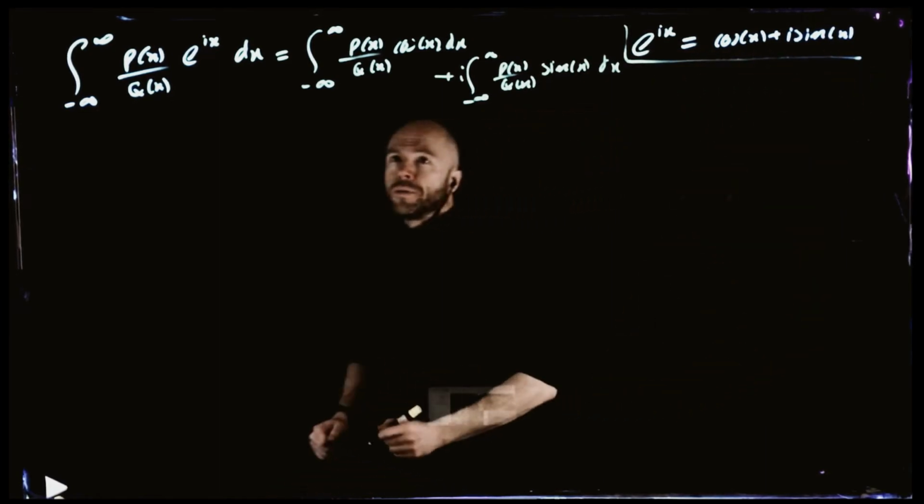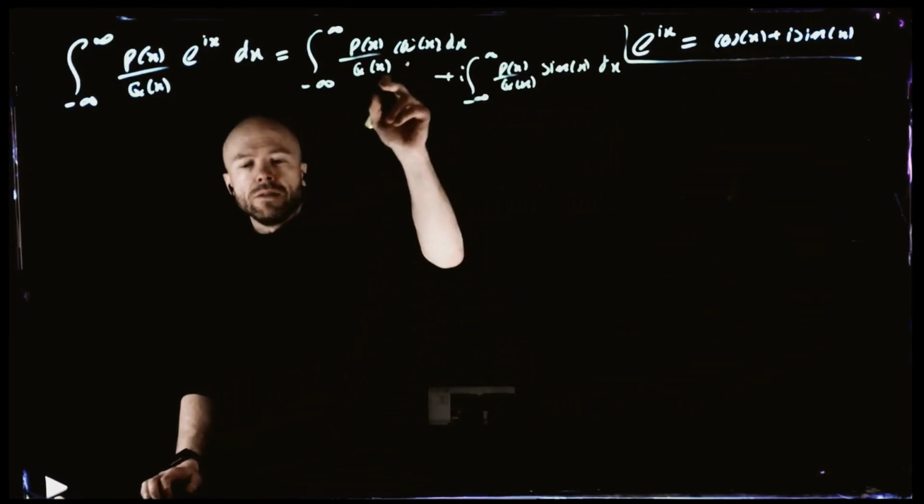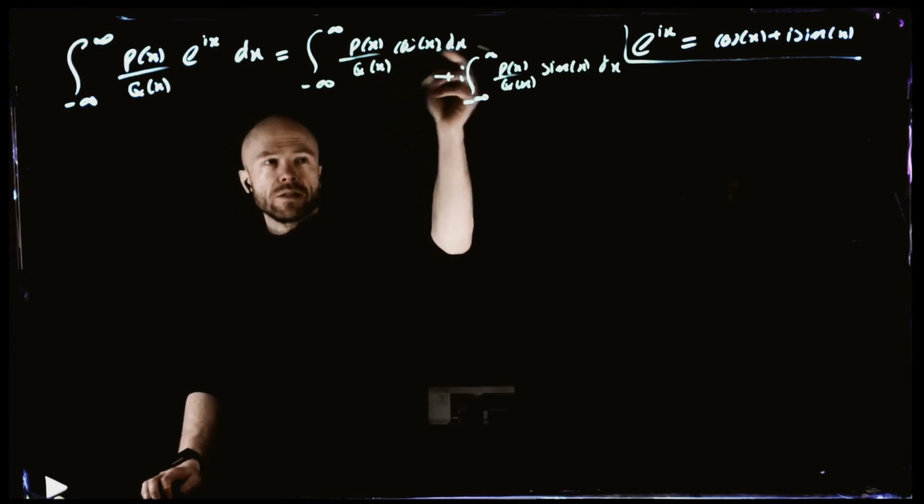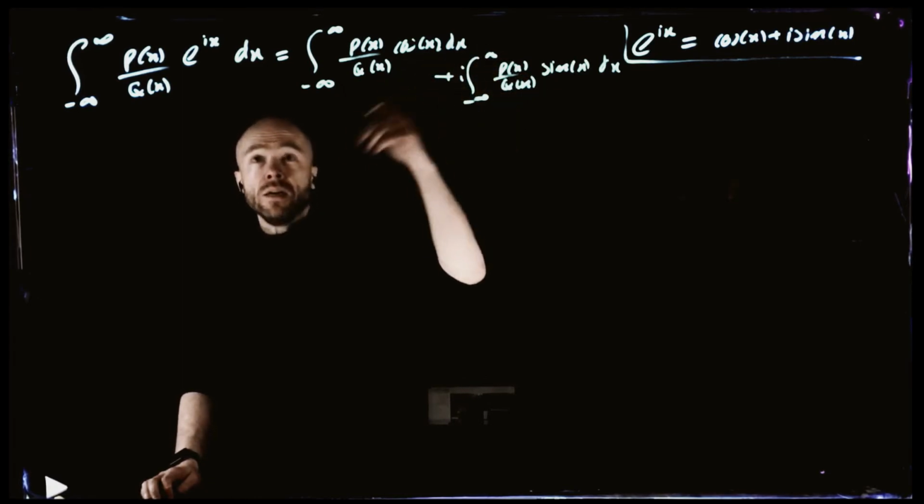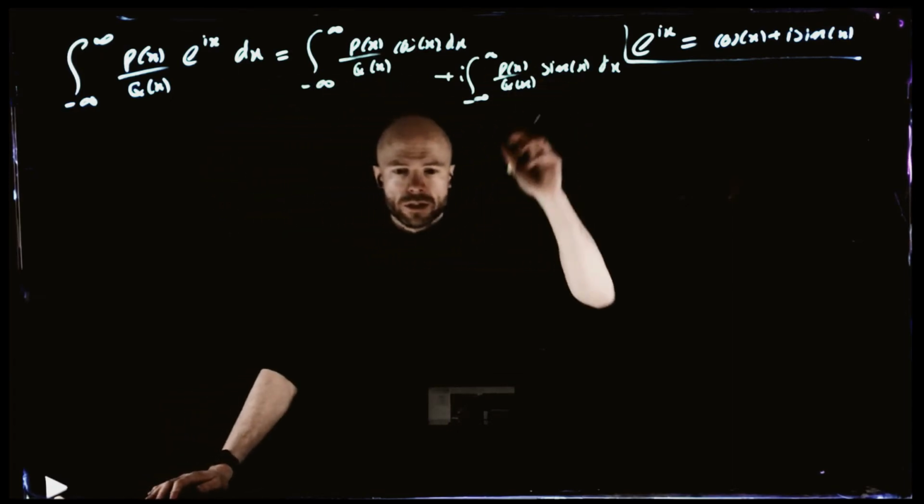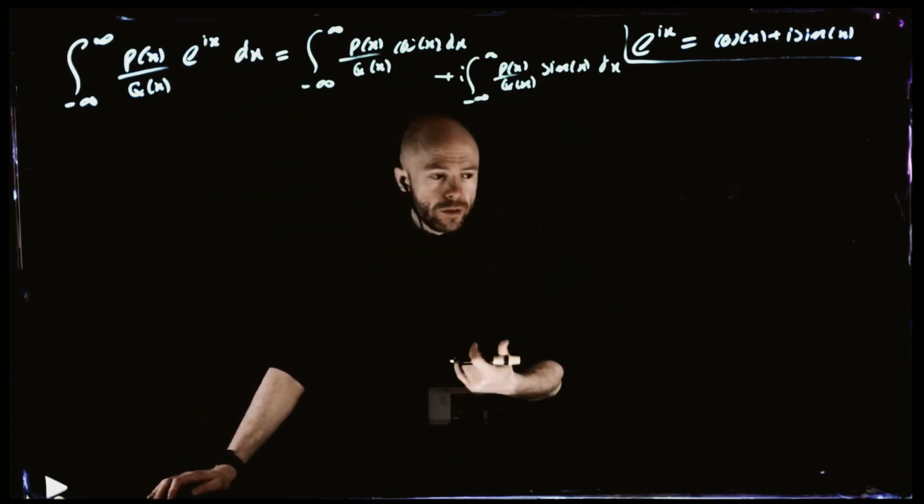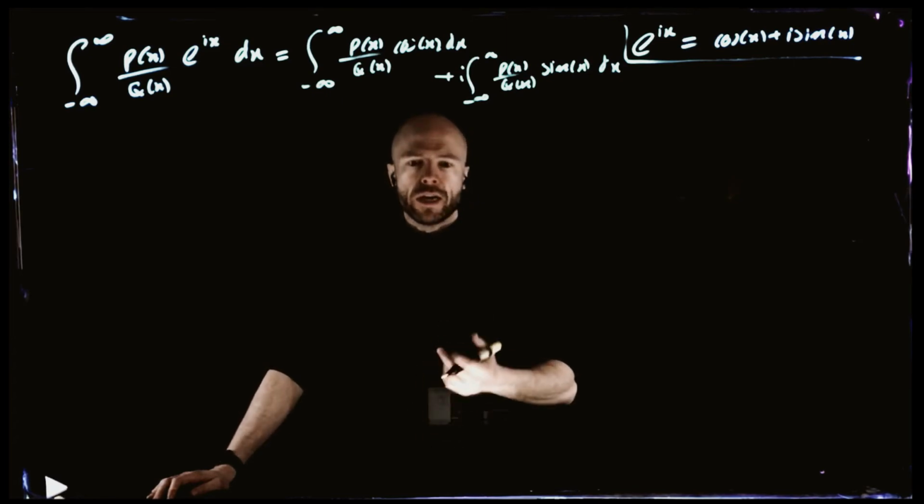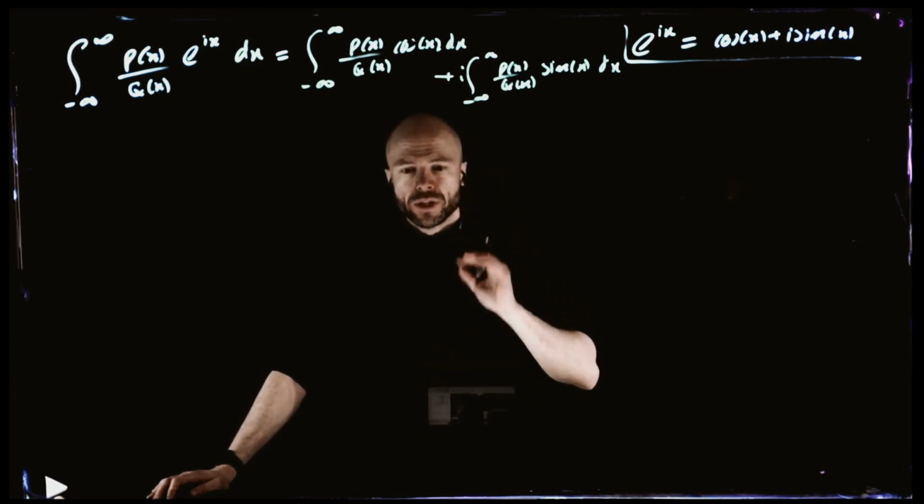So we can actually calculate these integrals, p of x over q of x times a cosine or times a sine, because when we evaluate this, the real part will be this and the imaginary part will be this. So it's another way to integrate something that involves a sine and a cosine, but now it's very different.